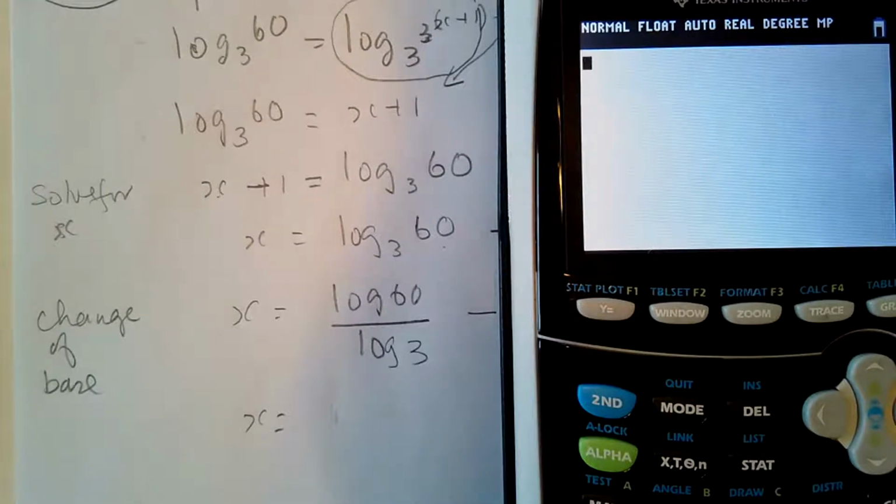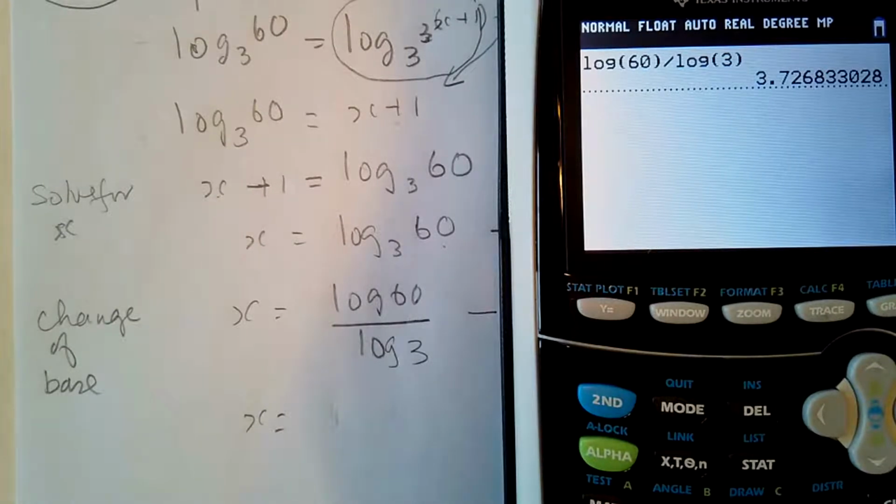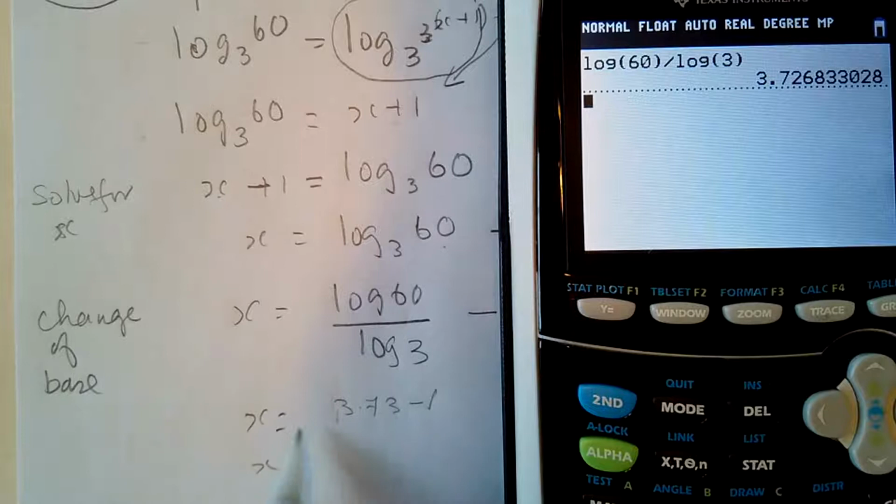So log 60 divided by log 3 is 3.72, or approximately 3.73. So 3.73 minus 1. So x is approximately 2.73.